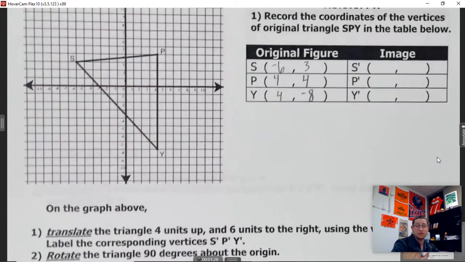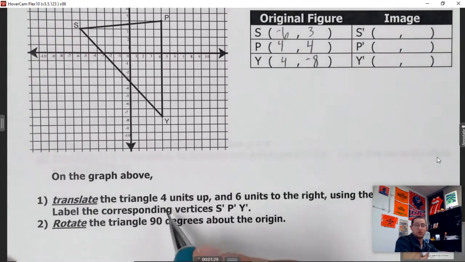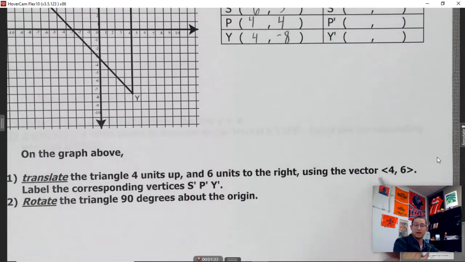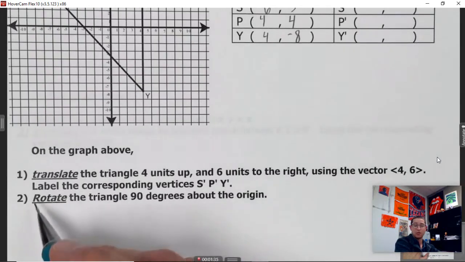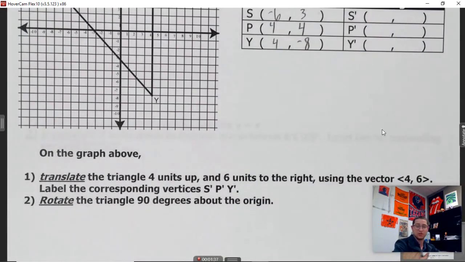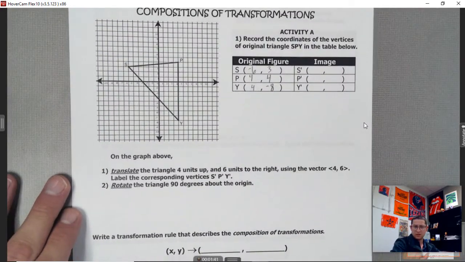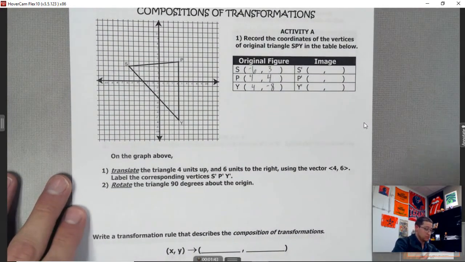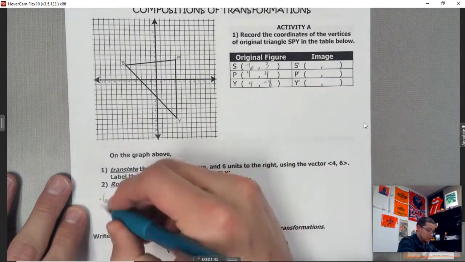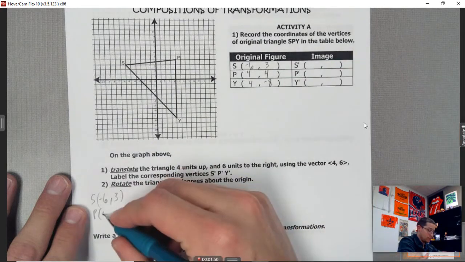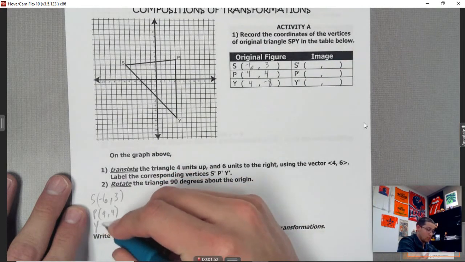Okay, so we're asked to do two things. We're going to translate the triangle 4 units up and then 6 units to the right, using this vector, and then we're going to rotate the triangle 90 degrees. So I'm doing a few things on this one. It's a lot at once, but what I recommend is putting these coordinates down: S, P, and then Y.